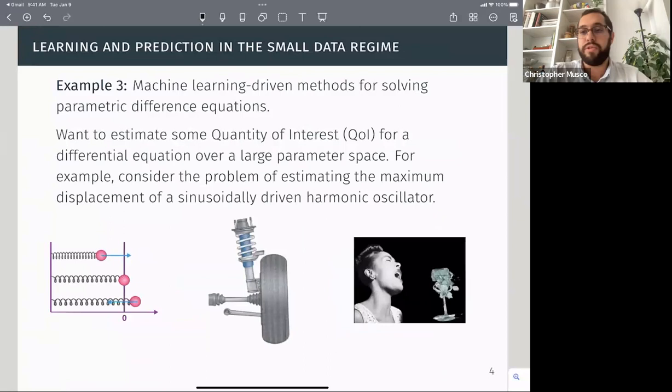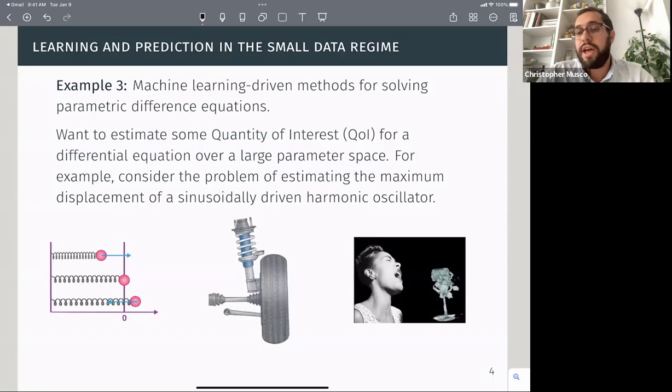Okay, and then finally, my third example is a little bit different. Methods for learning from small data sets have also become increasingly important in machine learning-driven methods for solving parametric differential equations or related problems like uncertainty quantification. Here the idea is you want to estimate some quantity of interest for a differential equation, possibly over a large parameter space. One very simple working example I use in this talk is you have some system which is governed by a damped harmonic oscillator that's driven by a sinusoidal force. Think someone singing and their voice is vibrating a glass, or a car going over the road and there's sinusoidal bumps in the road, so the car is bouncing up or down.